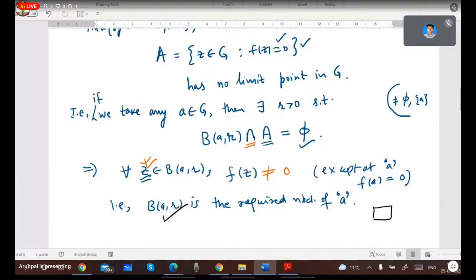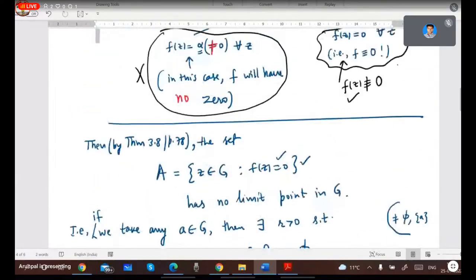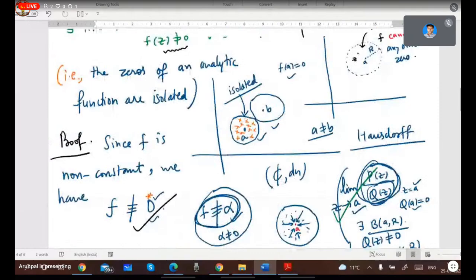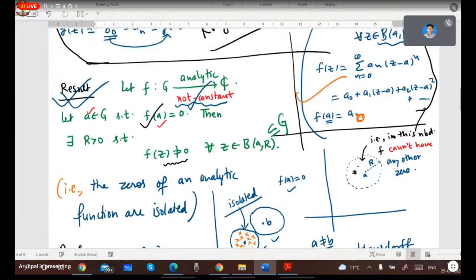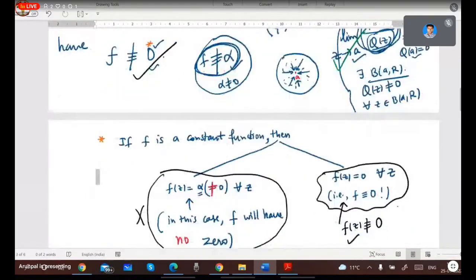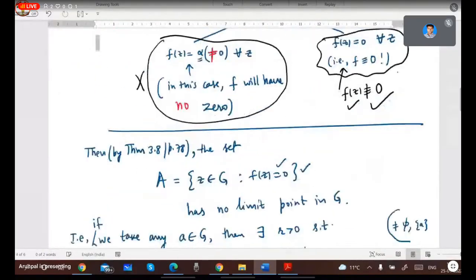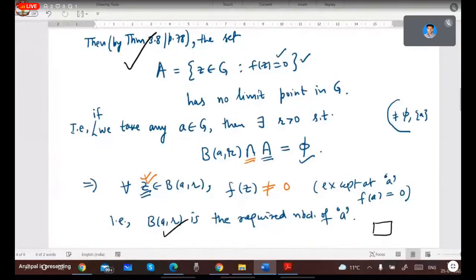Right, class? So the key role is being played. You can see how nice the statement is. You are given this fact, how you made use of this. You are given that the function is non-constant, how you have made use of this. And with the help of this, how you have made use of this theorem. Is this okay?